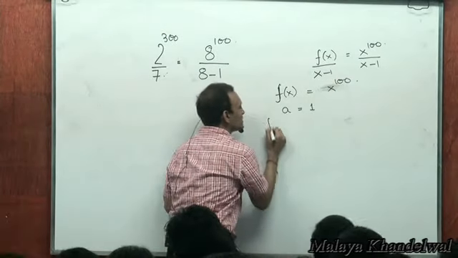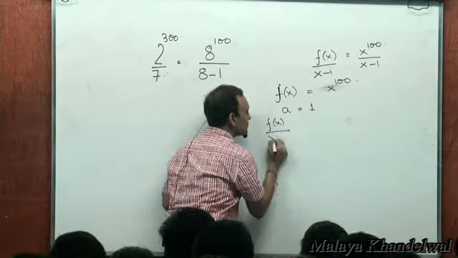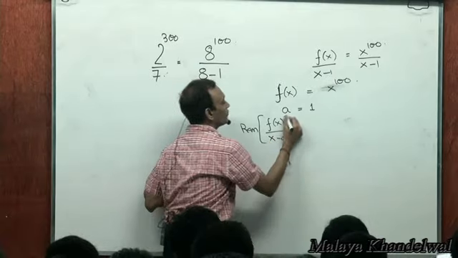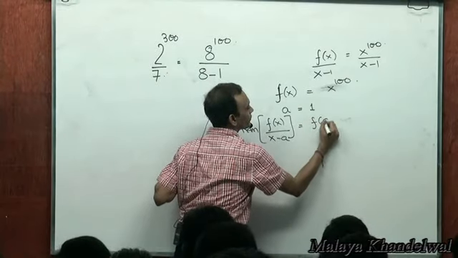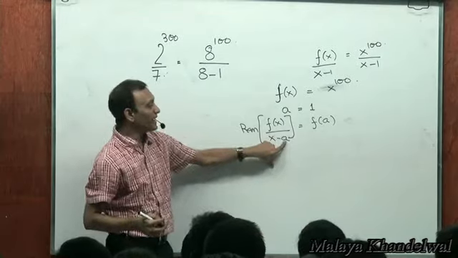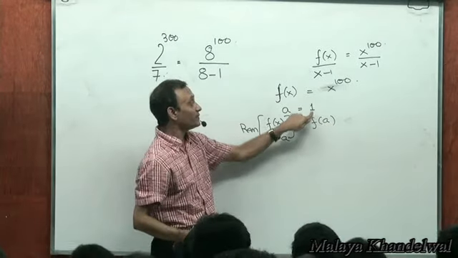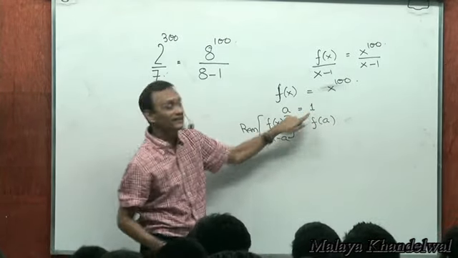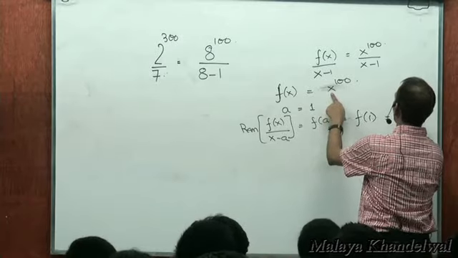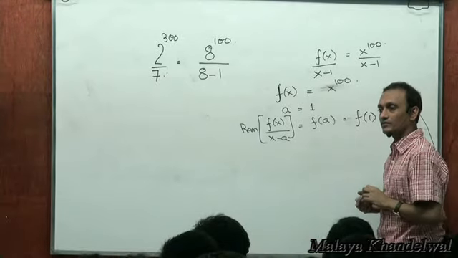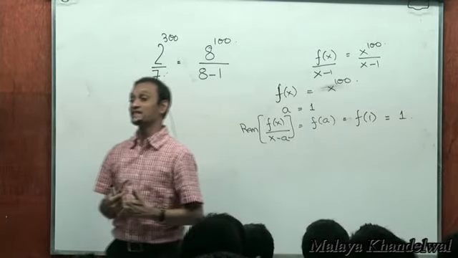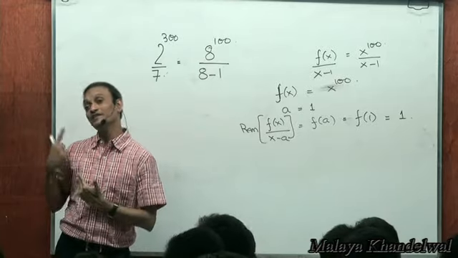So when f(x) is divided by x minus a, the remainder would always be f of a, yes or no? That means in this case f of 1. But what is f of 1? 1 to the power 100, which is 1. So when 2 to the power 300 is divided by 7, the remainder is going to be 1.